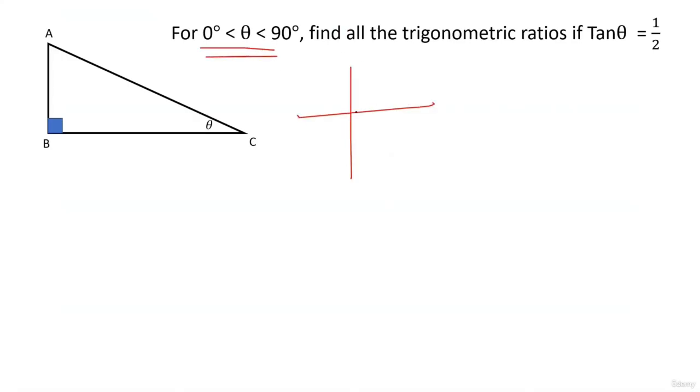Okay, so when you draw the graph, from 0 to 90 it will go something like this, so they are talking about this region. Okay, we don't have to think much. All right, so the question is tan theta equals 1/2. Find all trigonometric ratios. Now this is a very basic question I've taken for reference.